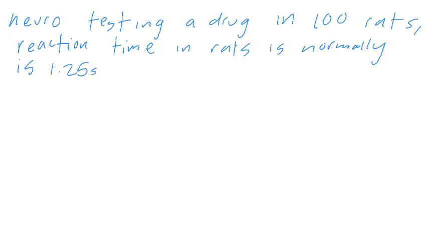So let's say that this is what we know. This is going to be something that we call our population mean. I'll go ahead and put this mu in here. Remember our Greek letter mu. So rats normally react at 1.25 seconds with a standard deviation of, let's call it, 0.5. Population standard deviation uses this nifty little lowercase sigma.